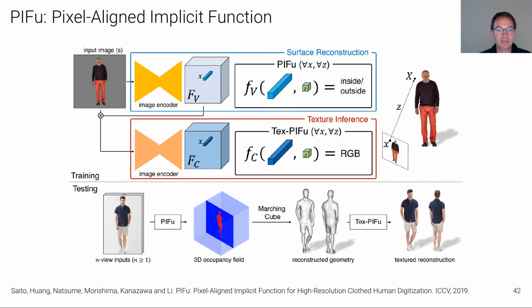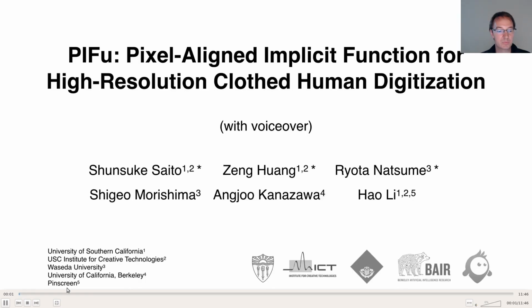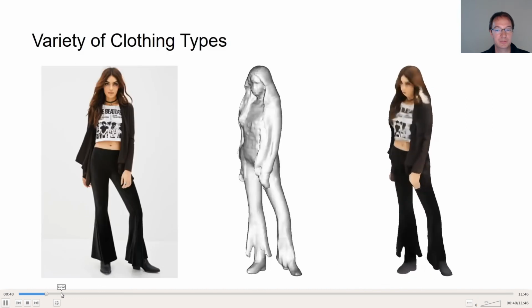A similar idea, but not for 3D convolutions, but for convolutions on the 2D image space, has been proposed in PIFu, where a 2D convolutional network operates on the image domain, and then the 3D points query the image depending on where the projection of the 3D point falls into that image. And they get quite nice reconstructions, both in terms of geometry and in terms of texture representation.